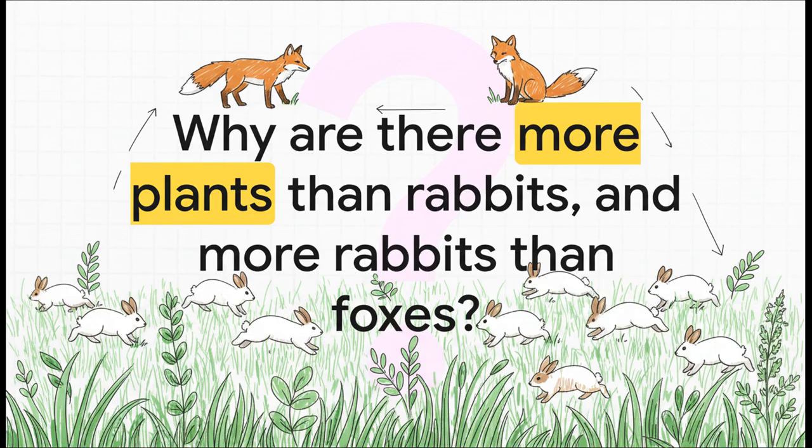Okay, so it all starts with a super simple question, one you've probably thought about before. Why is it that you see tons and tons of plants, a decent number of rabbits hopping around, but you almost never see a fox? It's like the numbers just shrink the higher you go up the food chain. And let me tell you, that is absolutely not a coincidence. It's actually one of the most basic rules of the game for life on Earth.